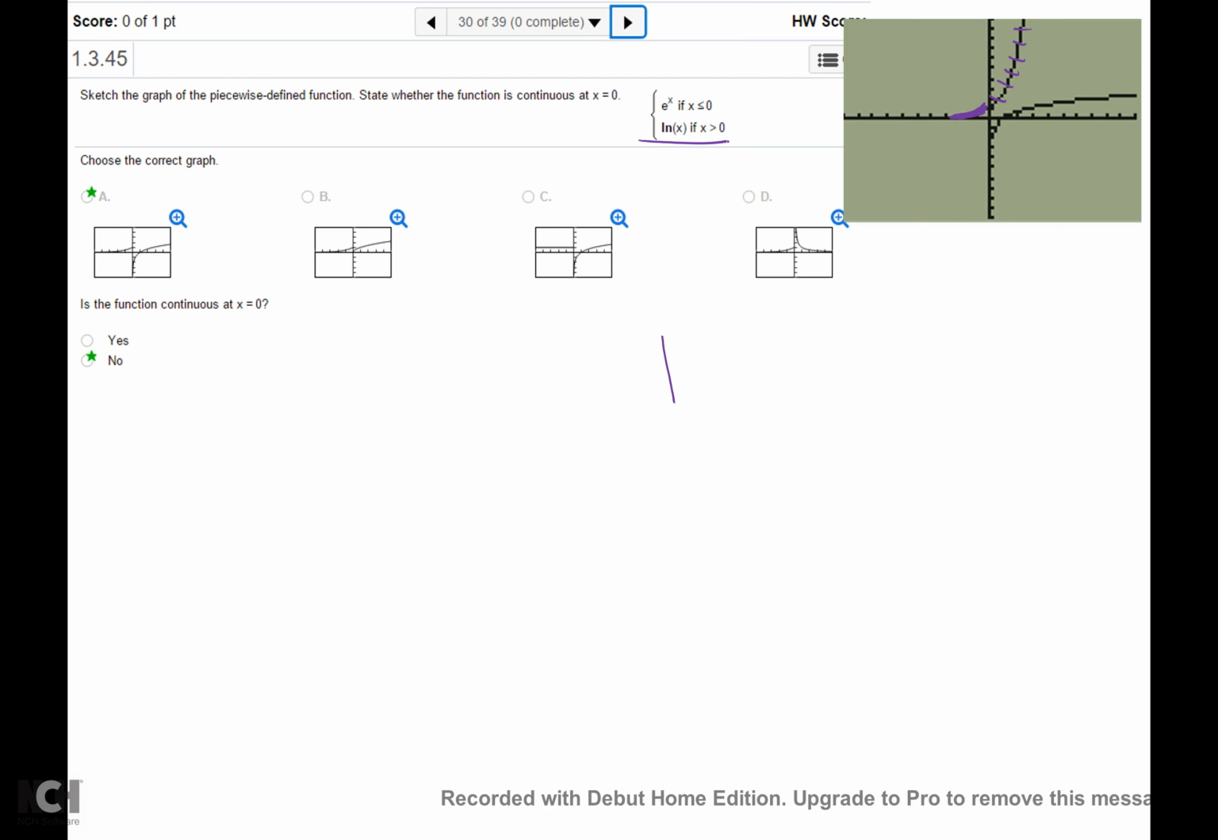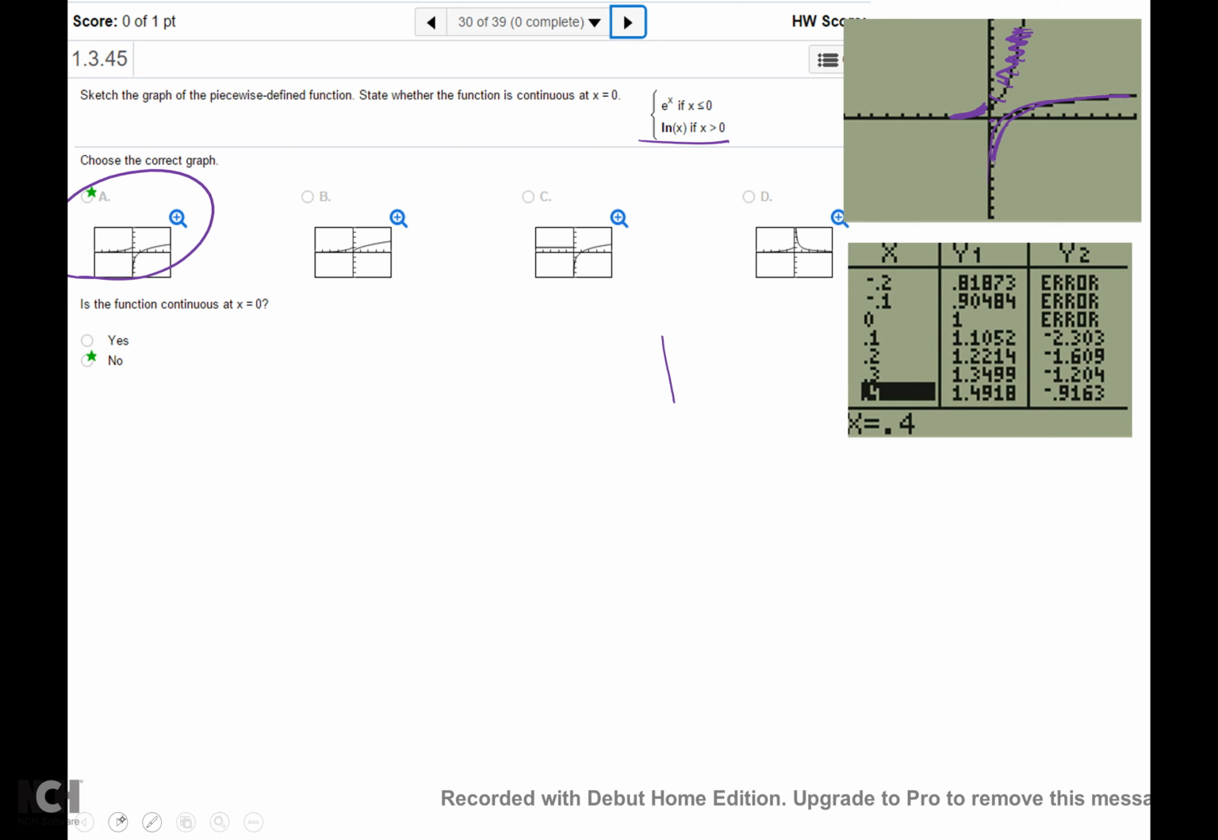Okay, and then they want ln x if x is greater than 0. Well, all of ln of x is greater than 0. So I want everything except for this part that I squished out, which would be that one. And is it continuous at x equals 0? No, because there's a gap there. Okay?